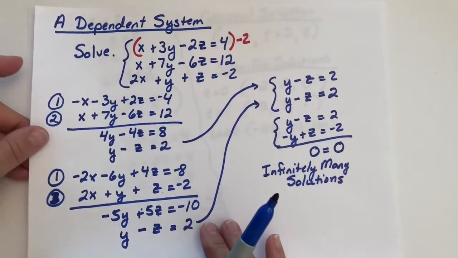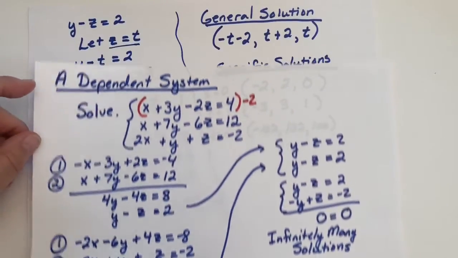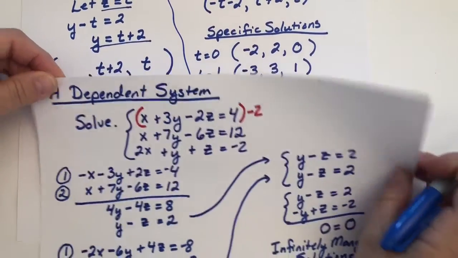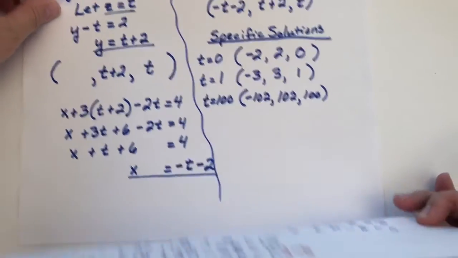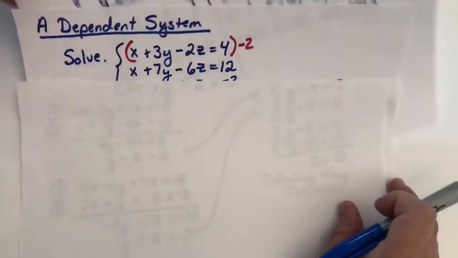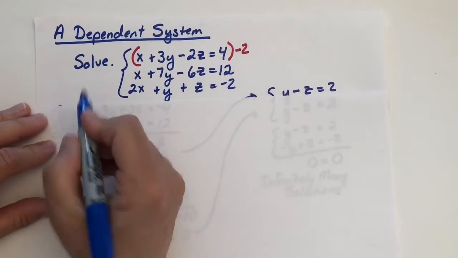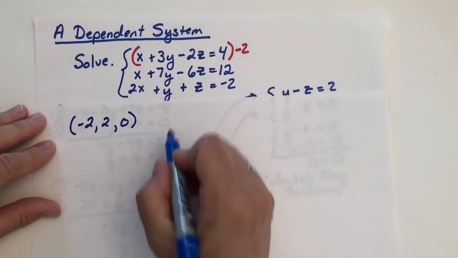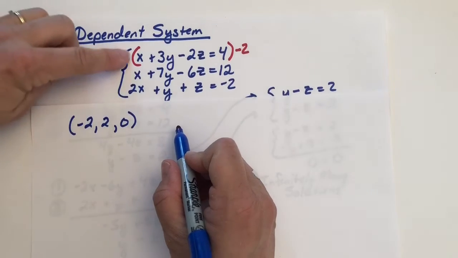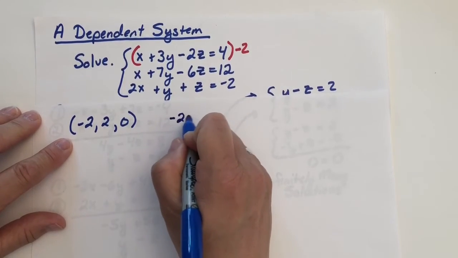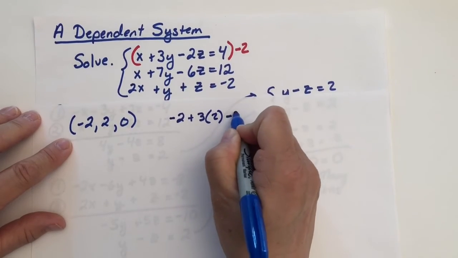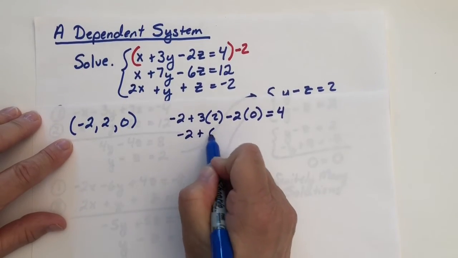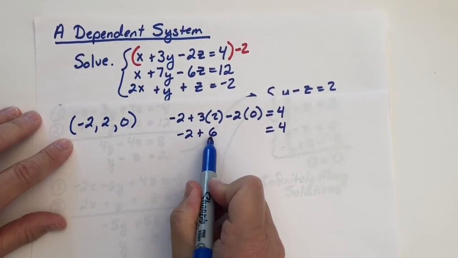Let's just confirm that in fact one of those works. Let's just use, we'll use the negative 2, 2, 0. So we're going to confirm that negative 2, 2, 0 is a solution to this system. That means we substitute that ordered triple into each equation. So we have negative 2 plus 3 times 2 minus 2 times 0. That should equal 4. That's negative 2 plus 6 should equal 4. That's negative 2 plus 6 equals 4.